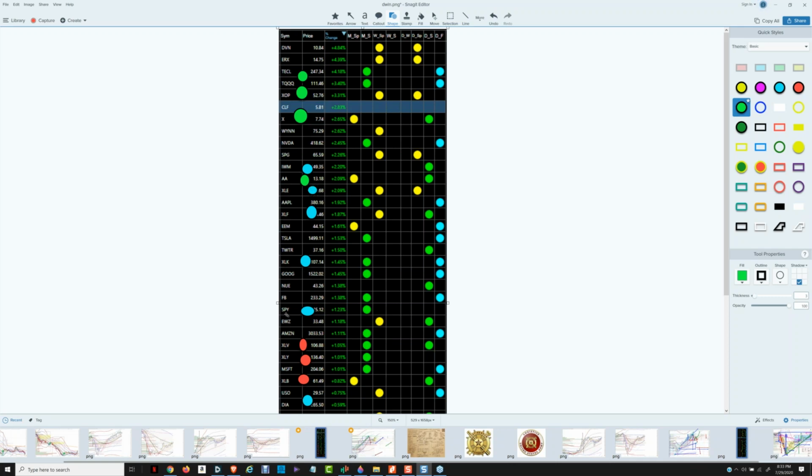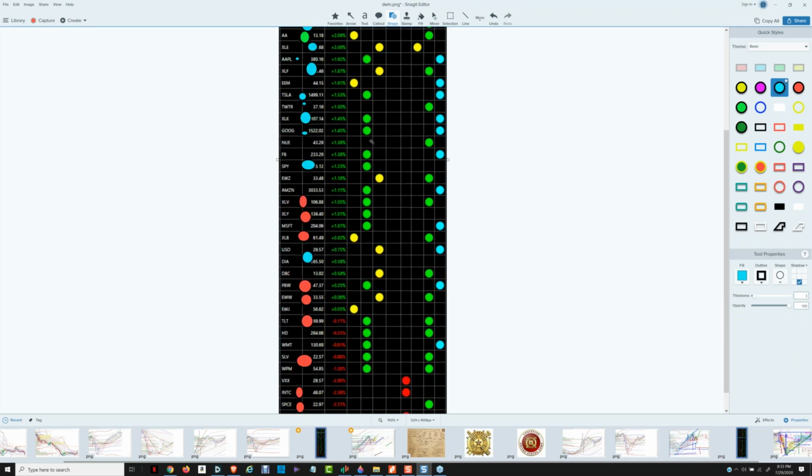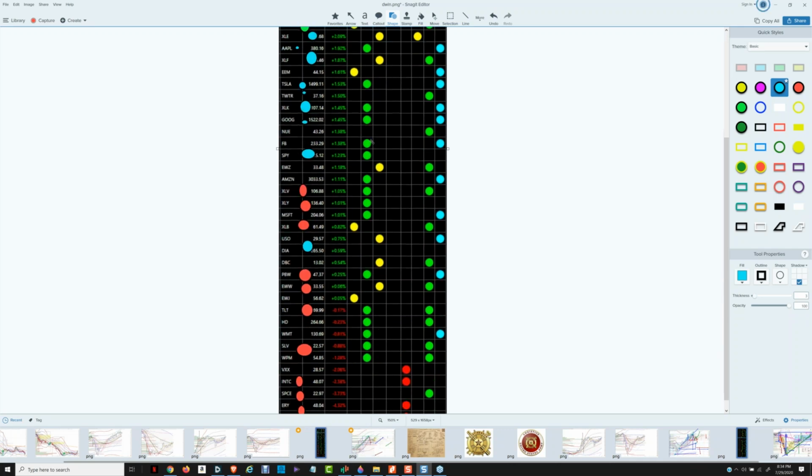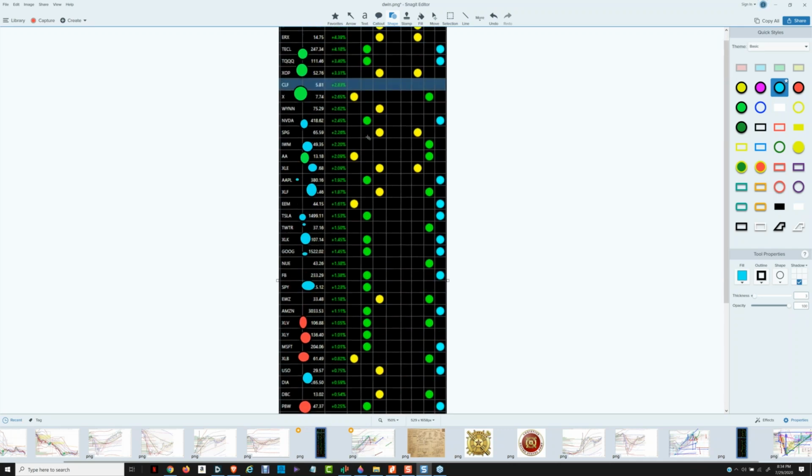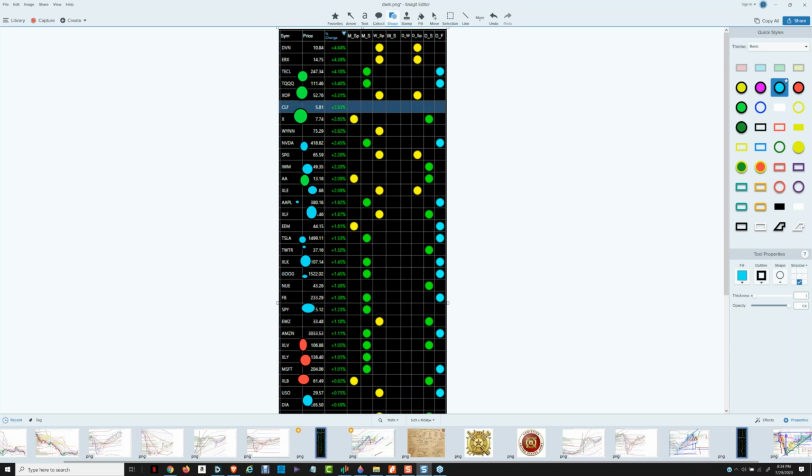Our tech leaders today, compared to the S&P, there's Google, there's Twitter, and Tesla, and Apple, and Nvidia. I bought some more of them today. So tech and energy, and I will say to a certain extent, the metals did pretty good. So that's what worked today.